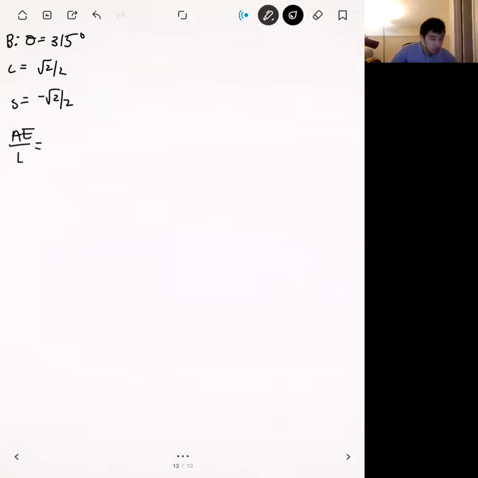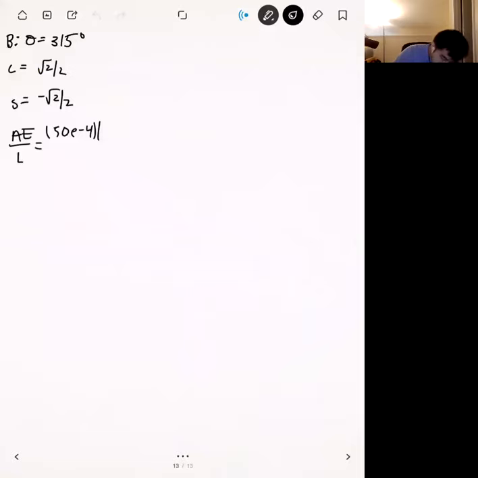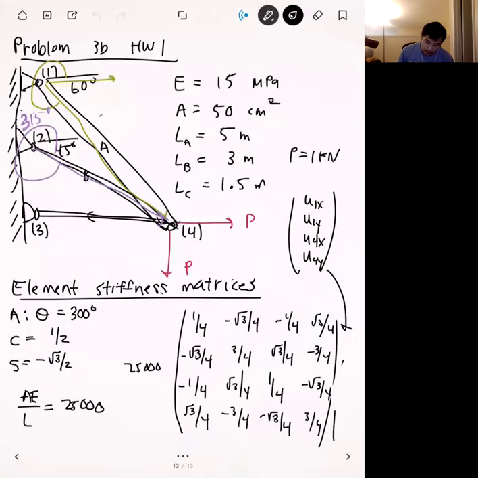And then AE over L, let's go ahead and compute that. So this is 50 E minus 4. E here is, what was it? I forgot already. It's 15 megapascal, so 15 E6. Okay. And then L here, I believe, was 3.